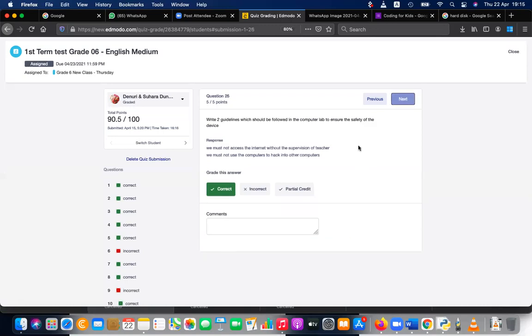Okay, question number 26. Write two guidelines to follow in the computer labs, safety of the devices. Right, you should not access the internet without supervision, correct? You should not hack, right? So other simple instructions: do not use food inside the lab, do not play. So those are also some guidelines. Do not play inside the lab.